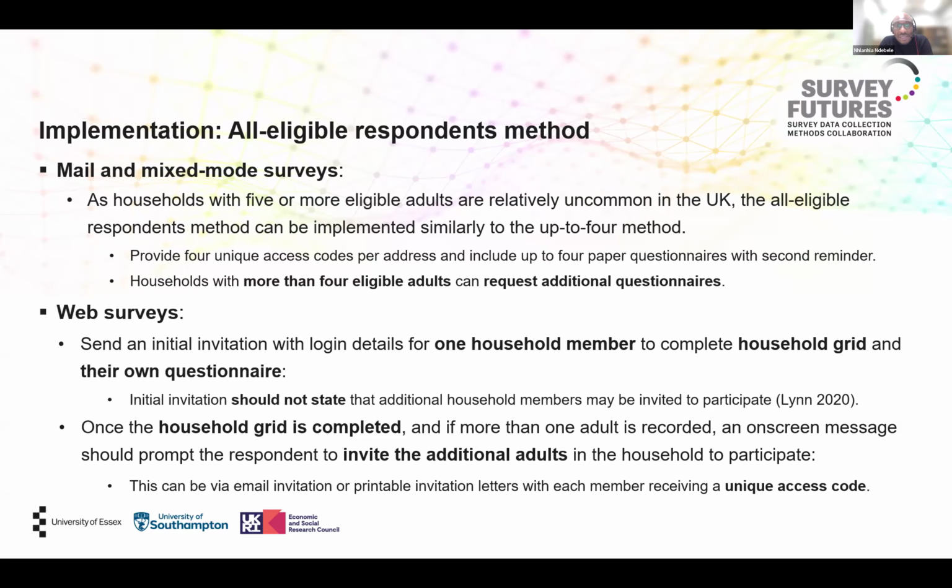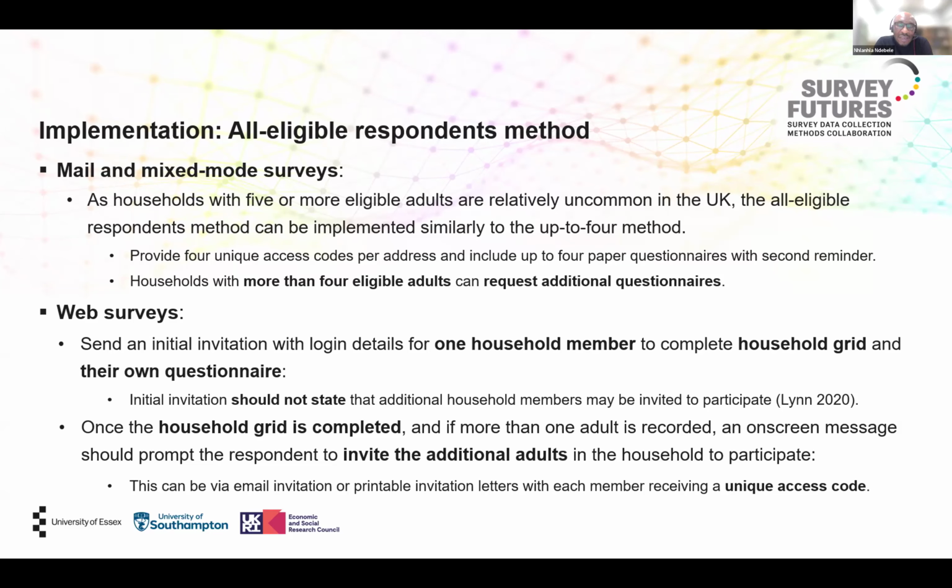So in practice, surveys that select more than 4 people use the up to 4 method. In essence, they tend to classify that as requesting information from all adults. But there is a small proportion of households that have more than 4 people. So in practice, when applying selecting all eligible respondents, they tend to use the up to 4 method. Now, this is done only really for mail and mixed modes.